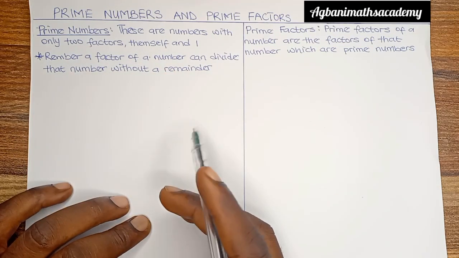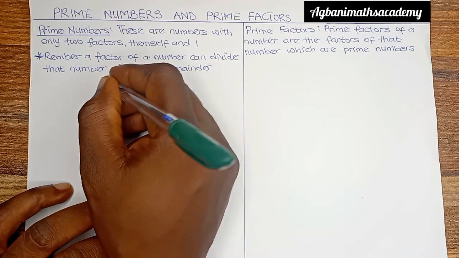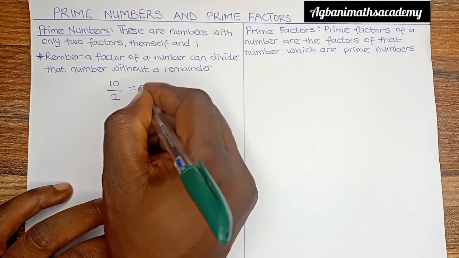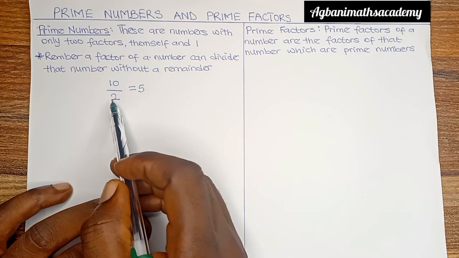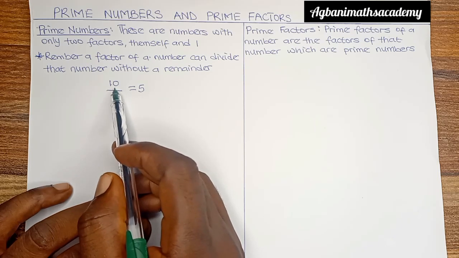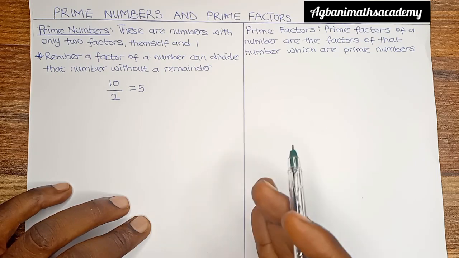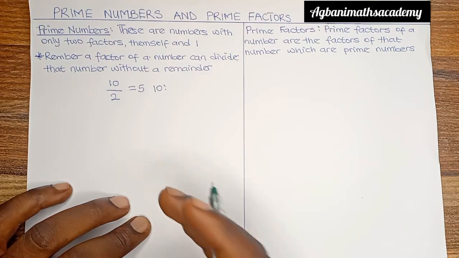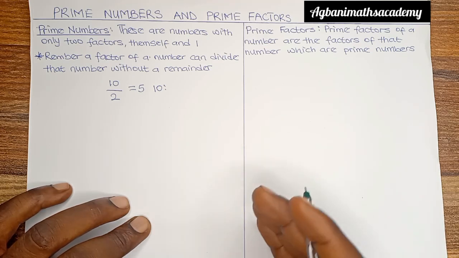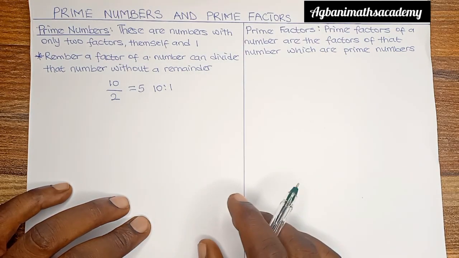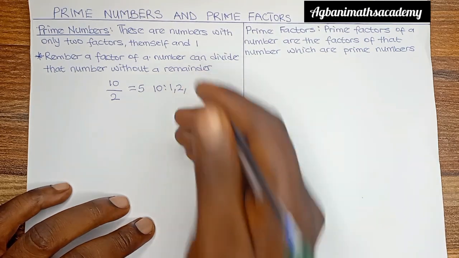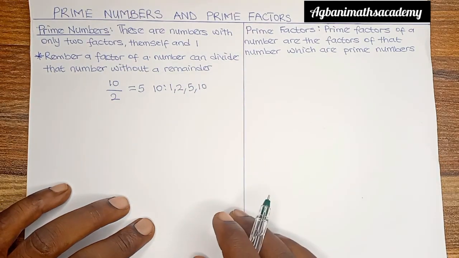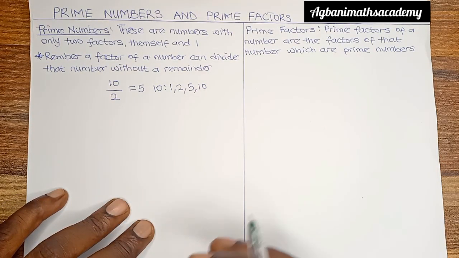Let's remind ourselves of an example of a factor of a number. If we have 10 over 2, 10 divided by 2 is going to give us 5 without leaving a remainder. This means that 2 is a factor of 10. So if we take 10 as an example, the factors of 10, the numbers that can divide 10 without leaving a remainder, are 1 as the smallest factor, 2, the next one is 5, and 10 itself. These four numbers can divide 10 without leaving a remainder.